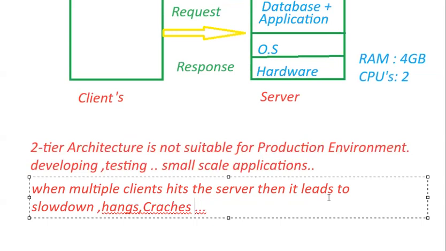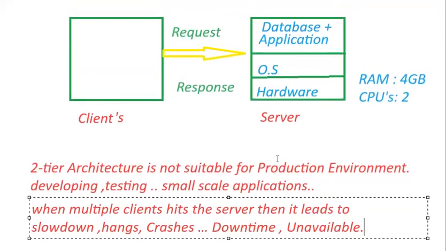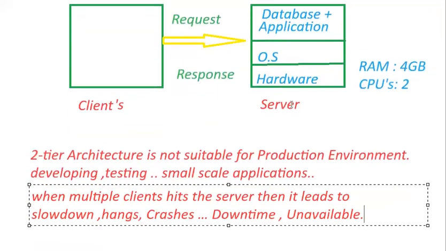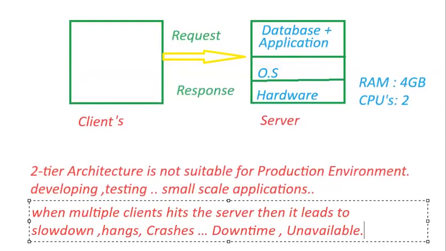So what does it lead to, sir? It crashes, and it causes my application downtime as well, and my application becomes unavailable. So my application becomes unavailable at these times. So that's why we prefer not to use this two-tier architecture for a production environment. I hope you understood why we do not prefer this two-tier architecture for our production environment.